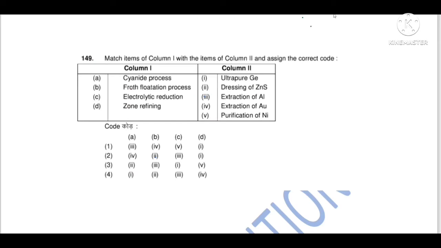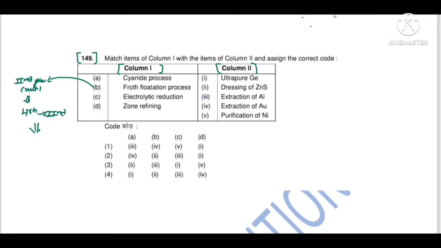Let's answer this 149th matching type question. Here column 1 gives the processes, and column 2 gives the extraction of metals, and which metal is extracted using which process. The first point we have to keep in mind is to go with the familiar one. Among the four processes, the fourth, froth flotation process, is very familiar. Why? Because this occurs in second year metallurgy, and it is a 4-mark question in the second year.